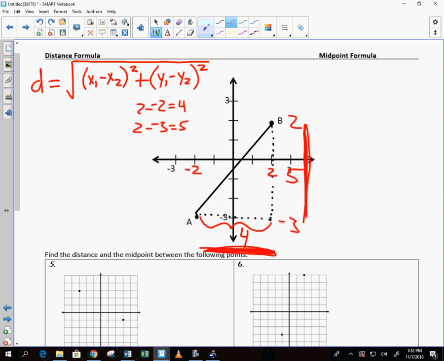And notice, every time you do the Pythagorean theorem, you end up taking the square root of the result. The distance formula is the same thing as the Pythagorean theorem. I know they look different, but they're really just the same.